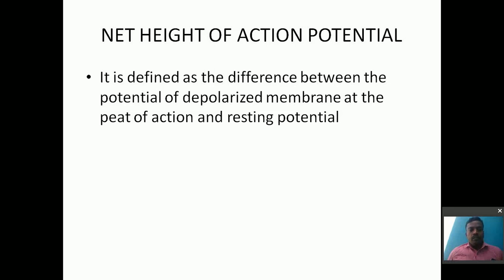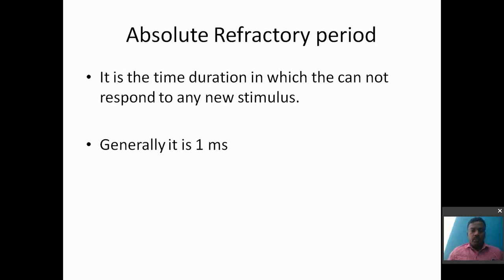Okay, so that is the net height of the action potential. Another one is the absolute refractory period. It is the time duration in which the cell cannot respond to any new stimulus. Actually, during the absolute refractory period, the cell cannot respond to any external stimulation. It is generally 1 millisecond.